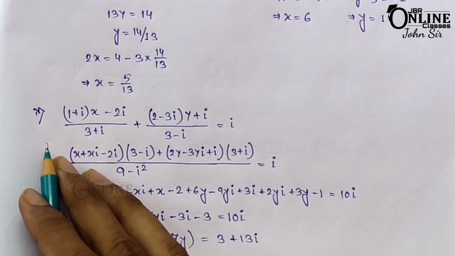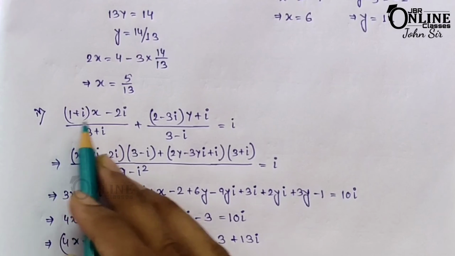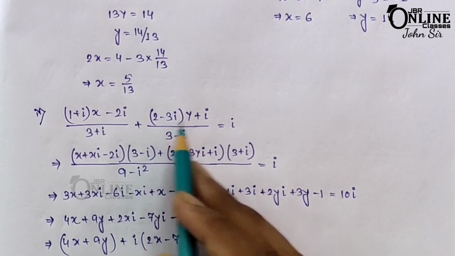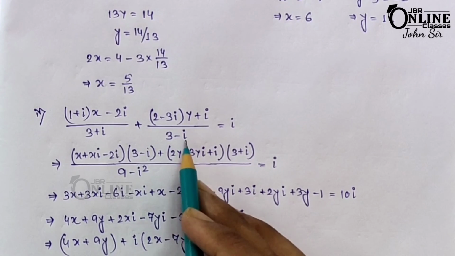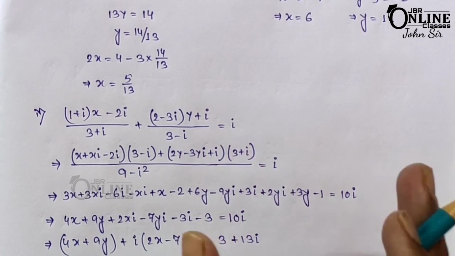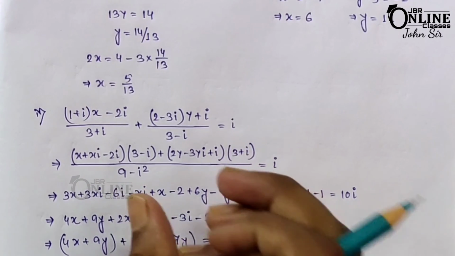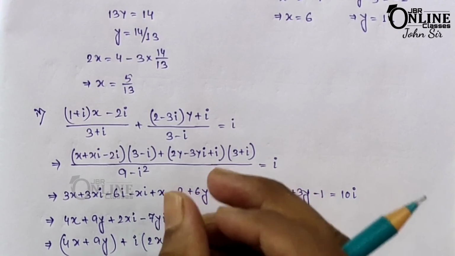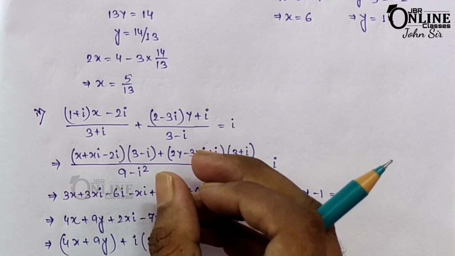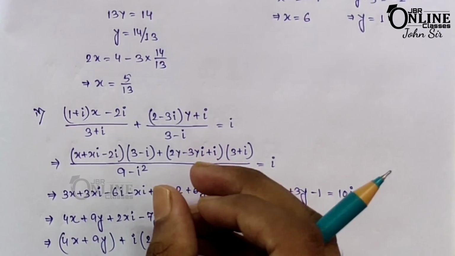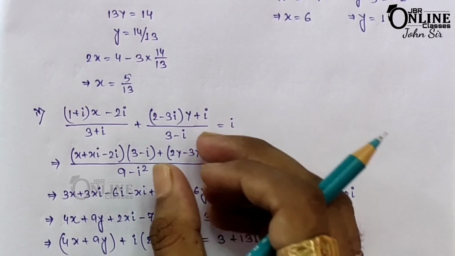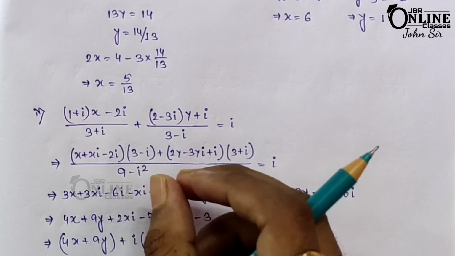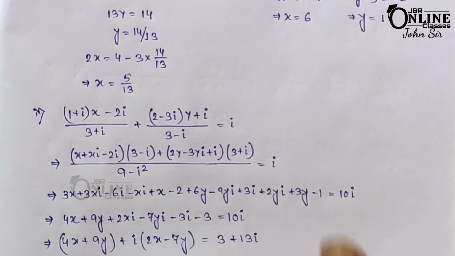Now the next one, number 4. In number 4 you have (1 plus i)x minus 2y by 3 plus i, plus (2 minus 3i) into (y plus i) by 3 minus i, that equals i. Now this one is in your 2021 edition book. It will not be in your 2020 edition book. If you have the 2020 edition book, then there will be only 3 sums, but in the 2021 edition book there will be the 4th one.